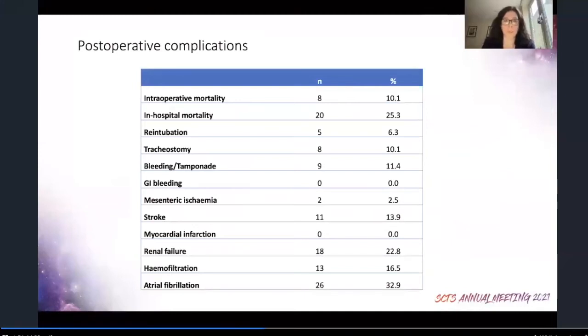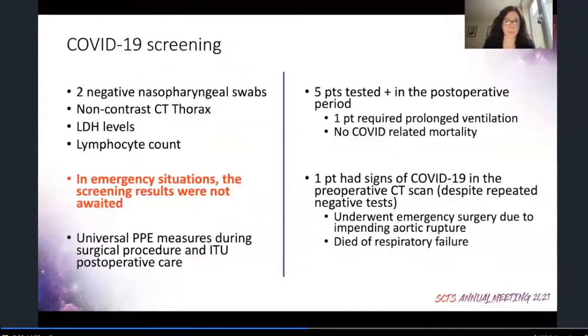conservatively. Postoperative complications depicted on this table are fairly equivalent to pre-pandemic times, and perhaps we should highlight just 25% of in-hospital mortality, which is still acceptable, although on the high side of previous reports.